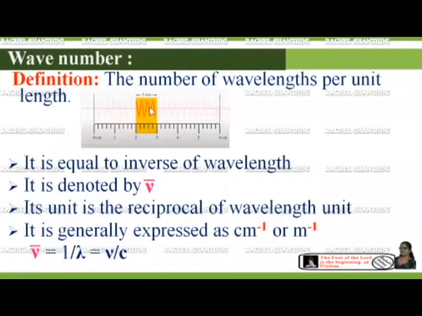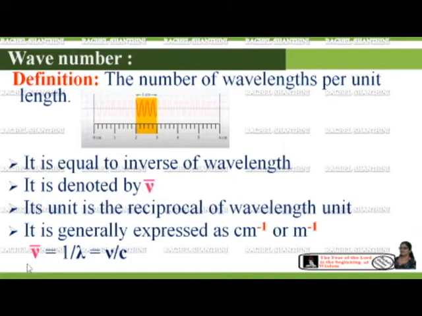Wave number. The number of wavelengths per unit length is called wave number. Per unit length means 1 centimeter. It is equal to the inverse of wavelength. It is denoted by nu bar. Its unit is the reciprocal of the wavelength unit. So it is generally expressed as cm to the power of -1 or meter to the power of -1.